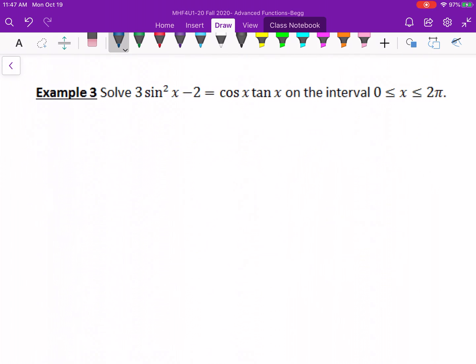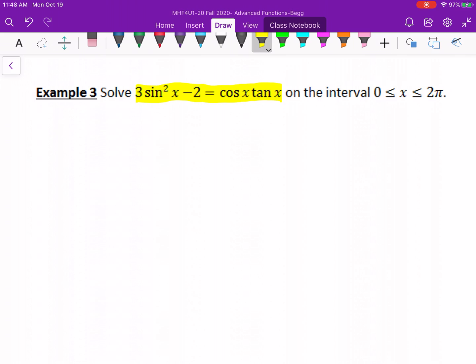Now let's put it together where we have to simplify and factor and go all the way as far as solving it goes. So we have 3 sine squared x minus 2 equals cos x tan x. The first thing that you might notice about this is we got a lot of different types of trig ratios going on. We got sine, cos, and tan, which is problematic because with this quadratic part here on the left, I need to be able to factor something.